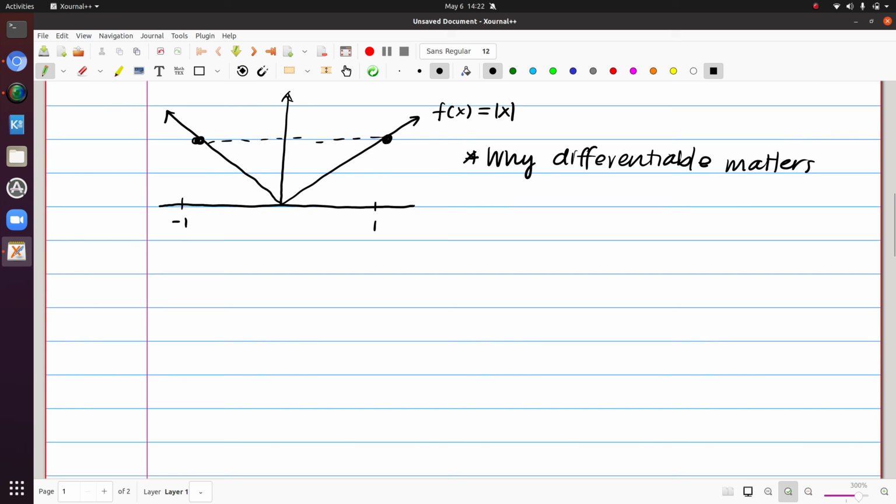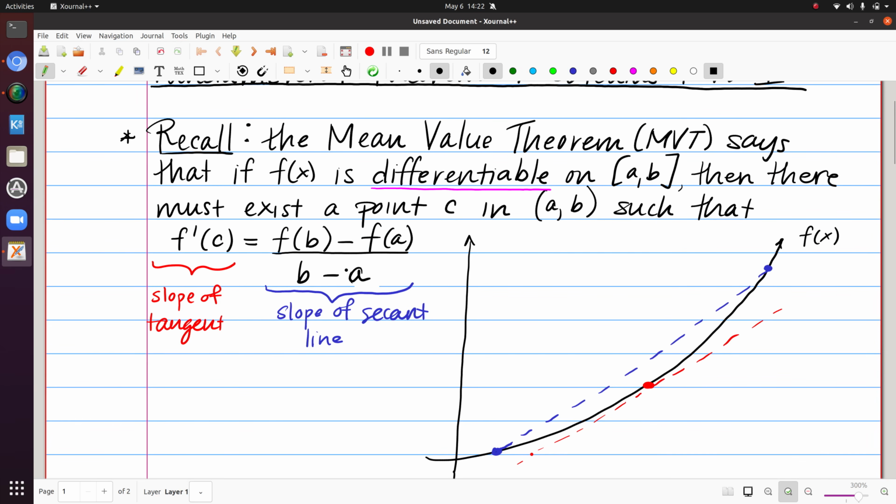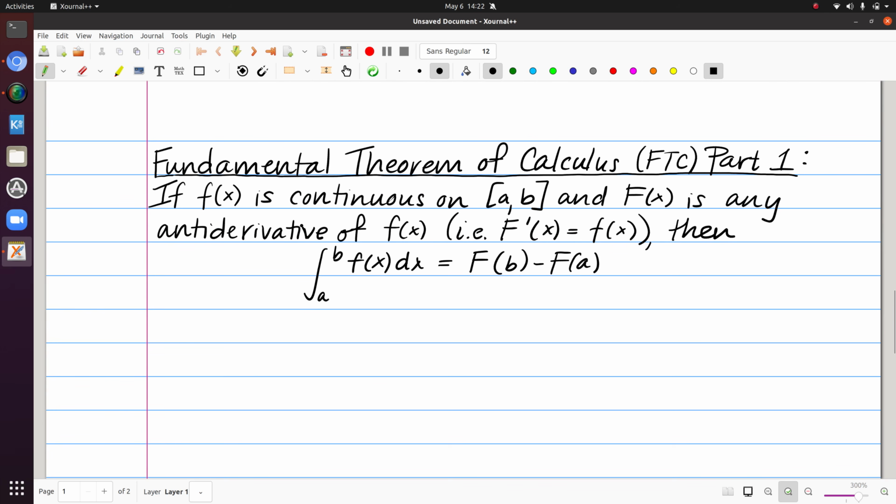Okay, so the reason I brought that up is we're going to actually see how the mean value theorem can be used to prove the first part of the fundamental theorem of calculus. So I've written here the statement of the theorem. If f of x is continuous on the closed interval from a to b, and capital F of x is any antiderivative of little f of x, then we can say that the definite integral of little f from a to b is equal to big F of b minus big F of a.